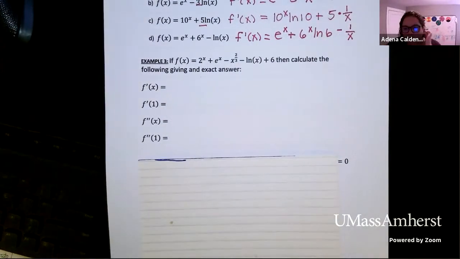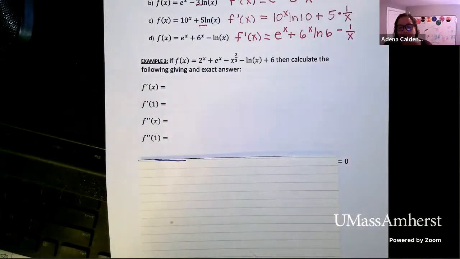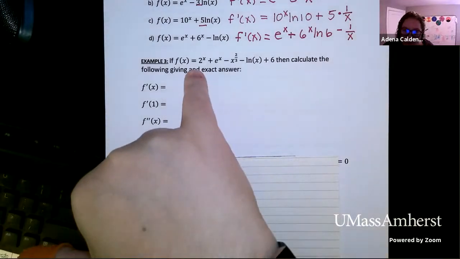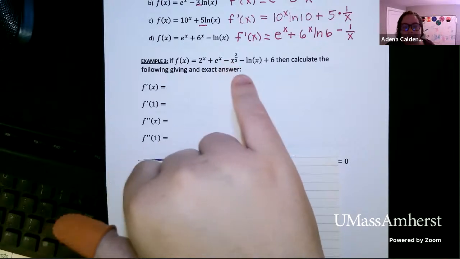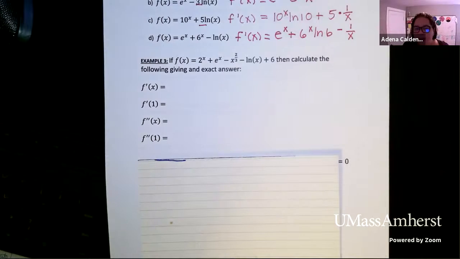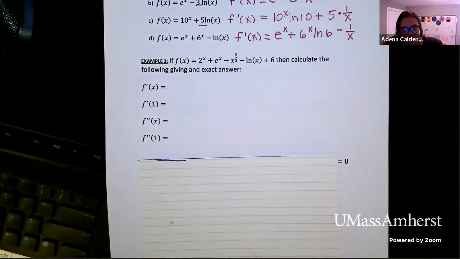This one's a little bit trickier than you would imagine on first pass. The first derivative is fine, but the second derivative is a little tricky. So just in case you can't see it, we have 2 to the x plus e to the x minus x to the 2/3 minus ln x plus 6. Okay, so I'm going to give you about 3 minutes to work through this and see what you can come up with, and then we'll go through it together.